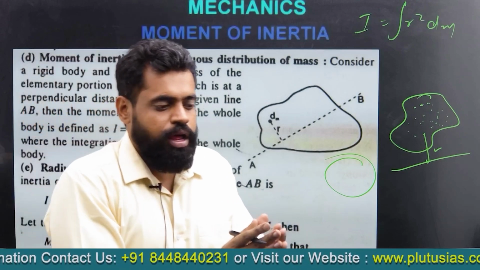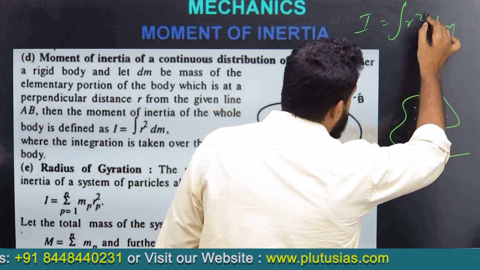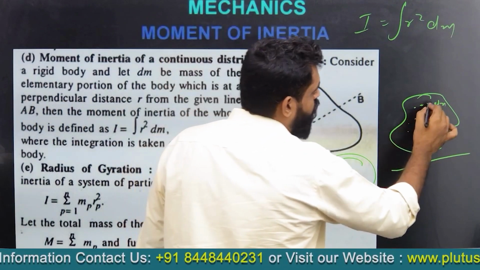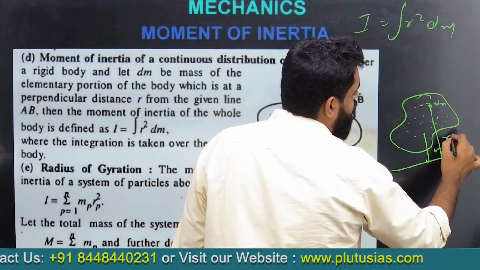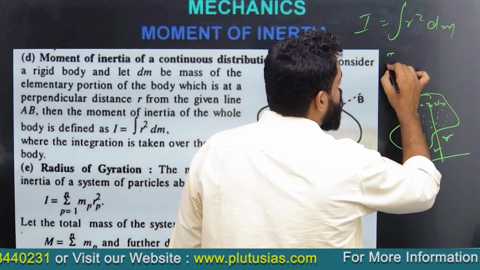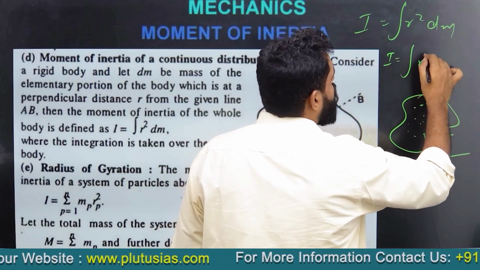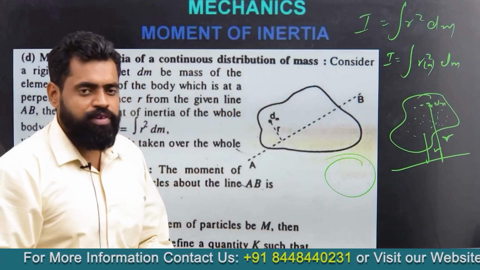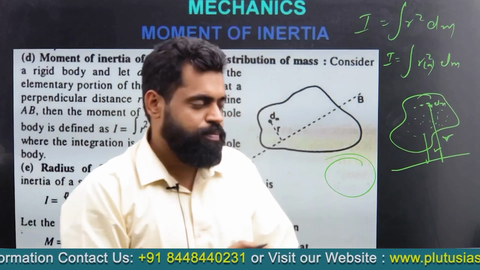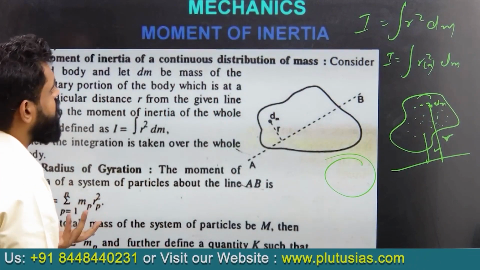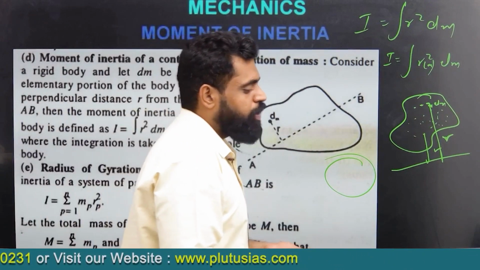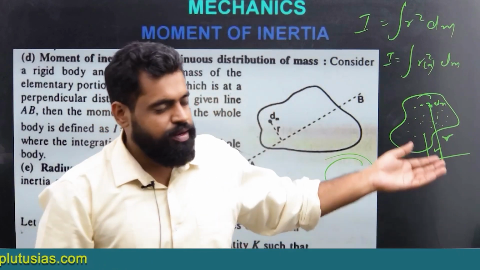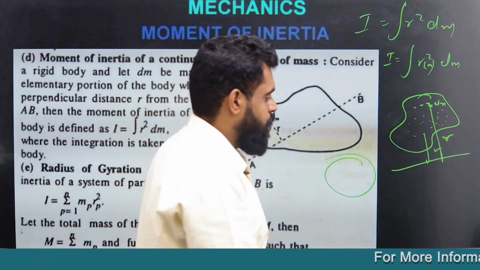See what we have done: we have taken a small element whose mass is dm, and suppose this small particle has a distance r from this axis, then the moment of inertia for the whole would be integration r square dm. Here r would be a function of m, which means that r depends on m. So this is how we calculate the moment of inertia of a continuous body. I think you are familiar with this idea. This is a basic understanding from intermediate level.